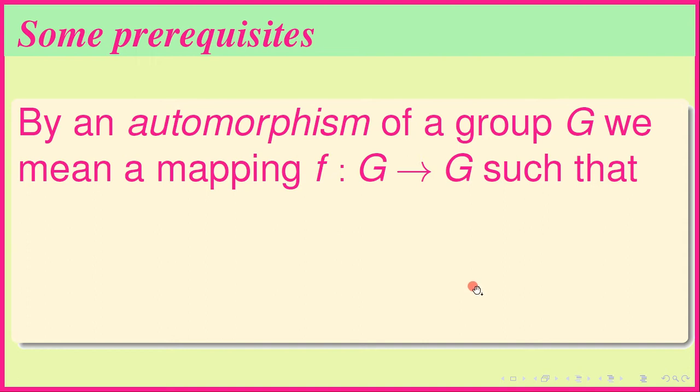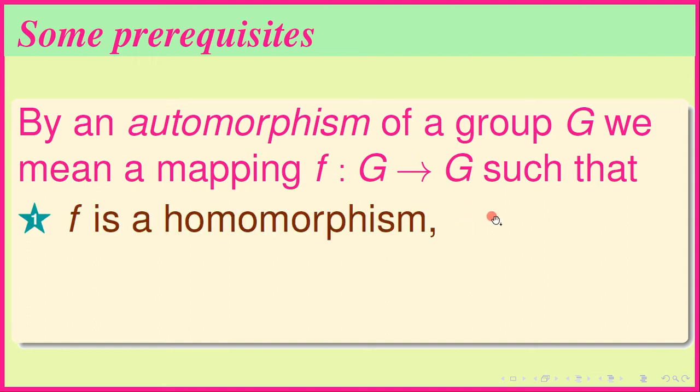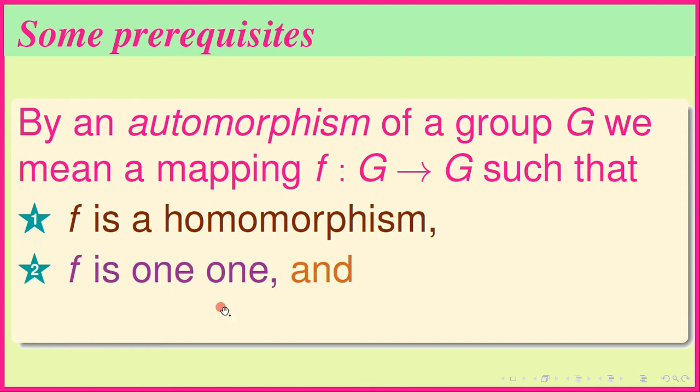We start with the definition of automorphism. By an automorphism of a group G, we mean a mapping F from G to itself such that F is a homomorphism, F is 1-1 and F is onto.